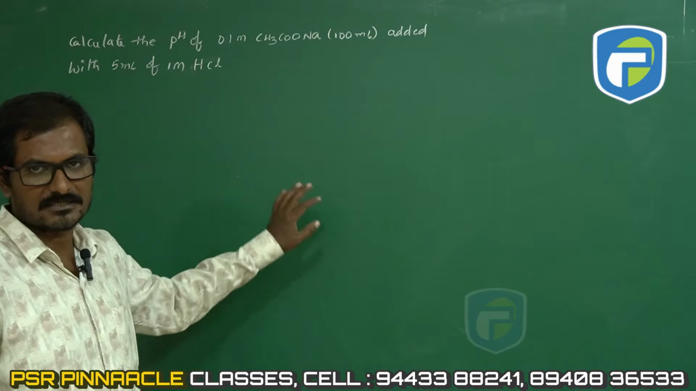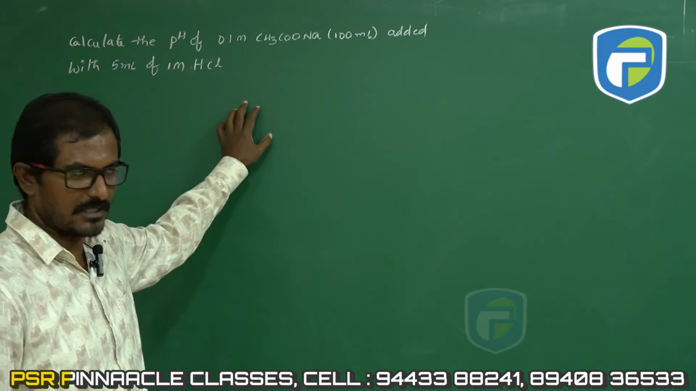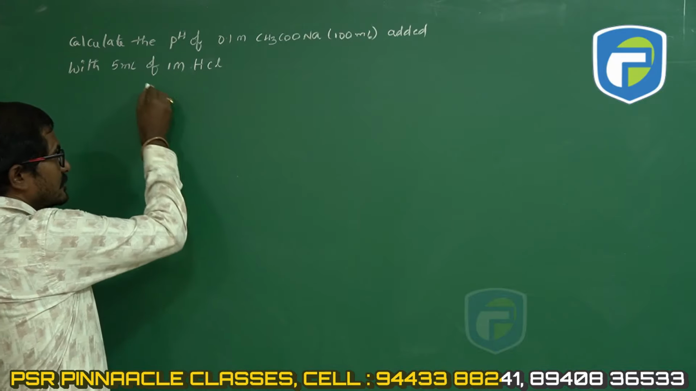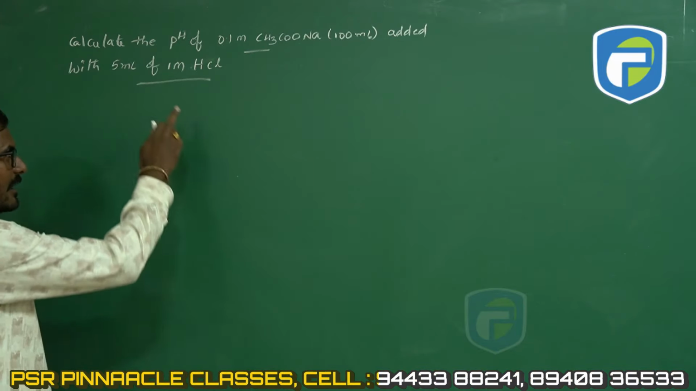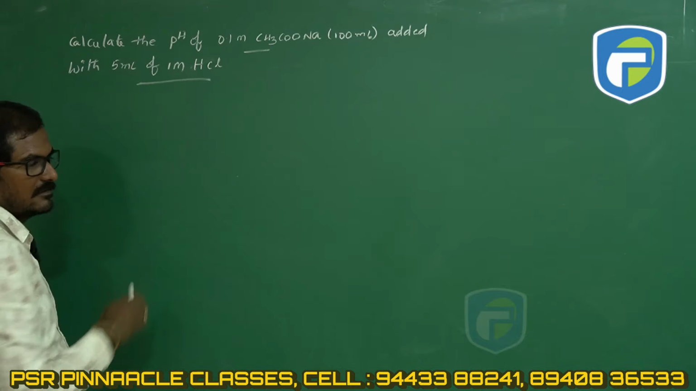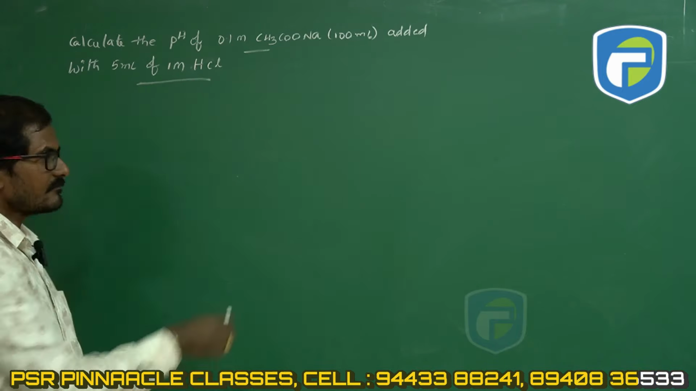In continuation to the last class, we will see another type of problem to calculate pH if we add strong acid to the salt. Okay, so if we add strong acid to the salt, what will happen and how to calculate pH, we will see now.